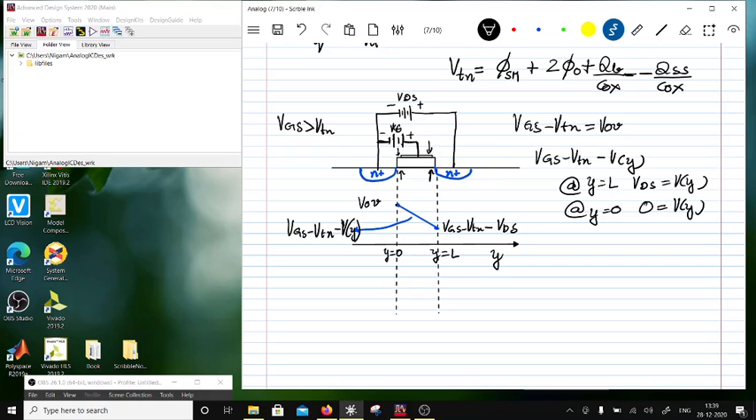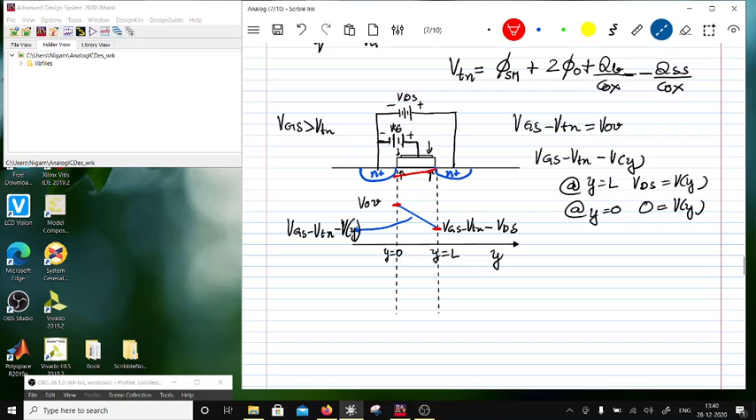Okay, now when this voltage is applied, the channel is going to be thicker over here and it's going to be thinner over there, because the net potential on the source side is more than the net potential on the drain side. So the channel is going to be deeper at the source and it is going to be shallow at the drain.